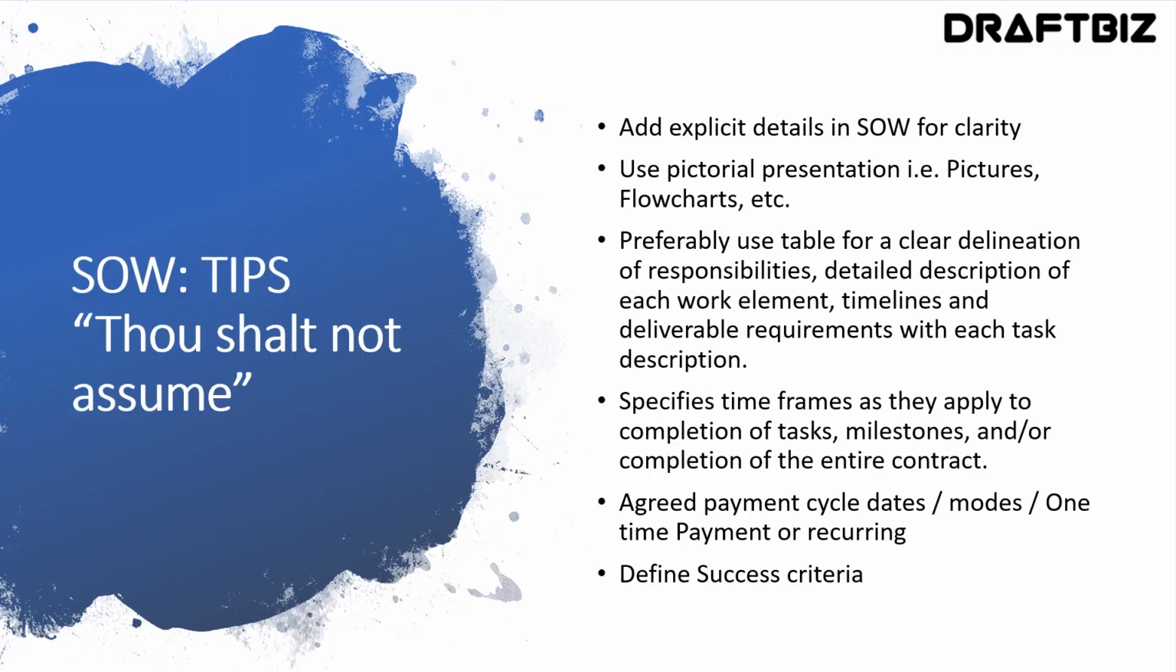Here are a few tips for you to draft a good SOW. The motto of SOW is thou shalt not assume. So add explicit details. Make use of flowcharts and images to gain clarity. Create a task element and responsibility table and have defined time frames for their completion. Similarly, for payment, define clear dates of payment and not open ones like within 30 days, but something like on the 20th day of the month. Then define success criteria. The last thing anyone would like is an unsatisfied customer.